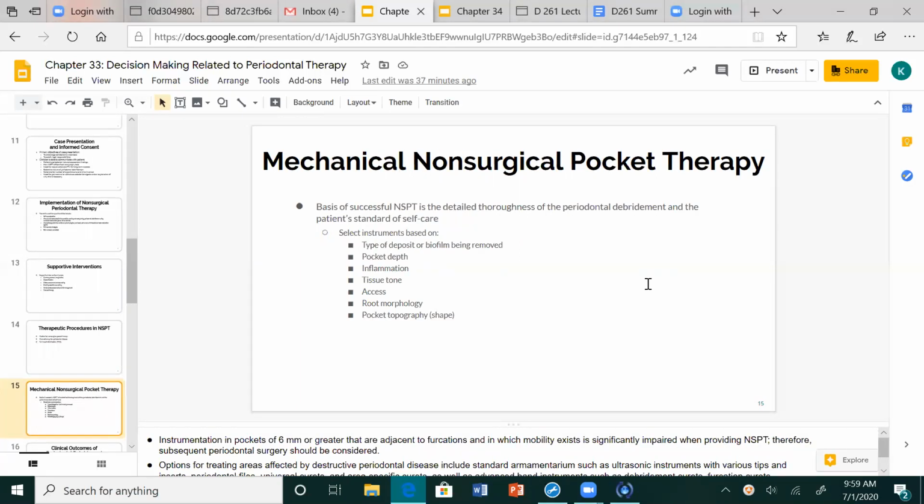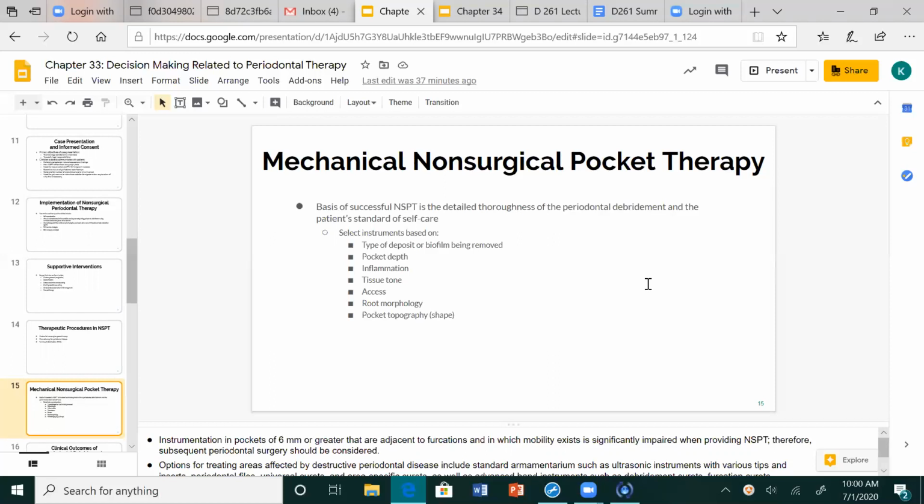Okay, so the basis of successful NSPT is thoroughness of periodontal debridement, like we said, getting everything off. So we want to select our instrument for each patient. We're not going to always use a 13-14 and an 11-12 for every root planing case. Do we have really narrow pockets where we're going to use our minis, which we just got for you guys? So we'll be showing you how to use those really soon. But what type of deposit is it? Is it really tenacious? Do we need the really heavy ultrasonic tips?